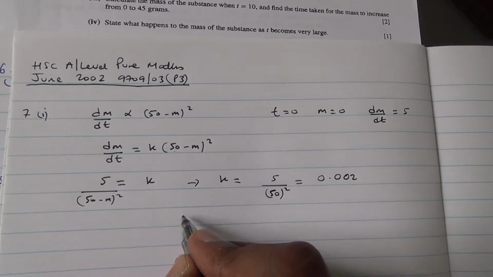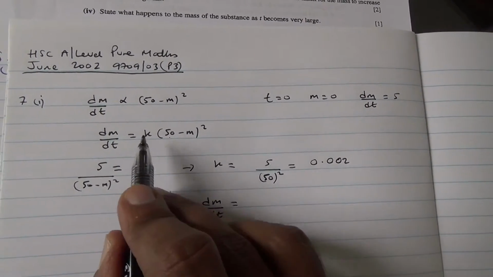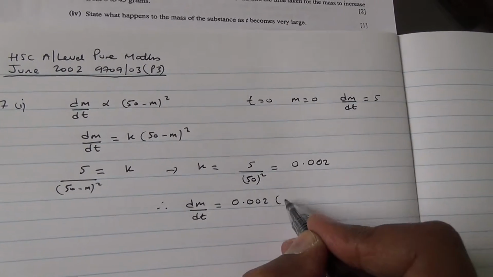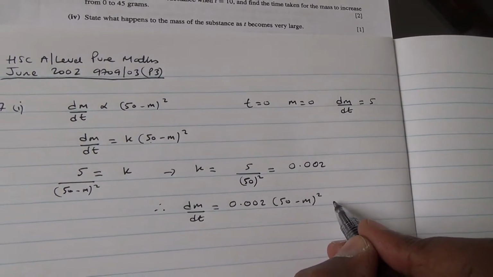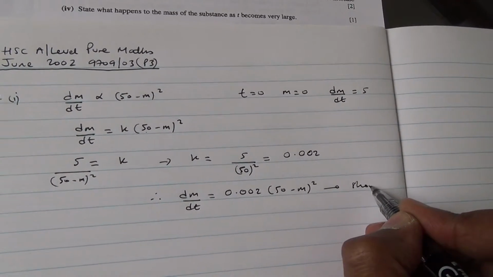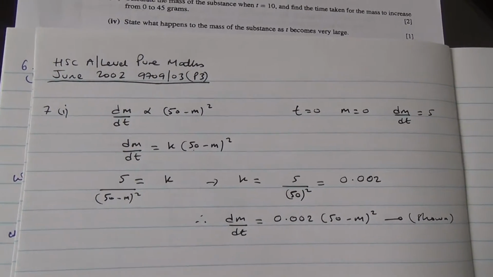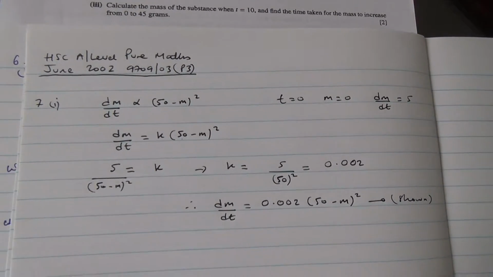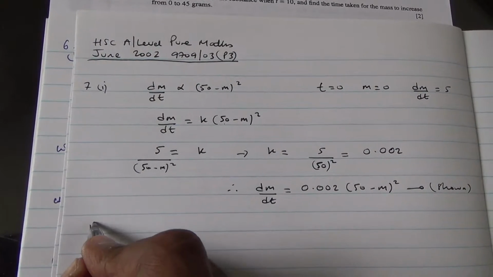Now, in other words, we're saying that dm over dt is equal to k, which is 0.002, times (50 minus m) all squared. And here we are, this has been shown. That's the first part of the question. For the second part, we need to solve the differential equation. So how are we going to solve it? We need to separate the variables.